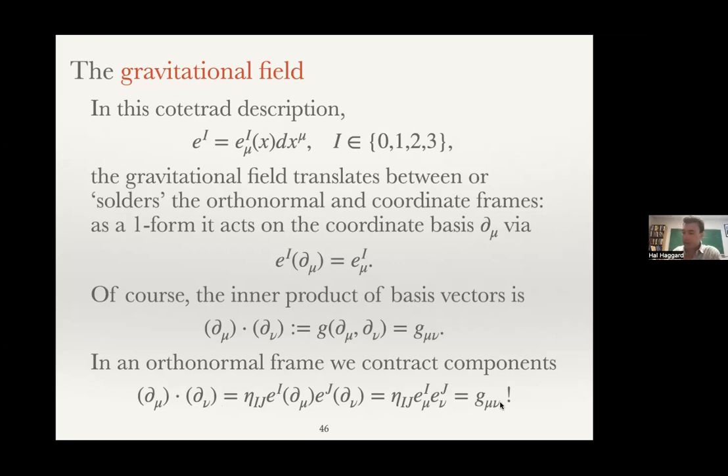So this is the first and biggest step in our change of variables. And what is it saying? It's saying that the tetrad or the cotetrad here is like the square root of the metric. This is an interesting analogy. It's a qualitative statement. That's why I didn't say it on the slide.